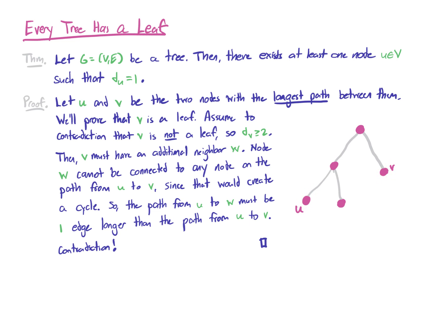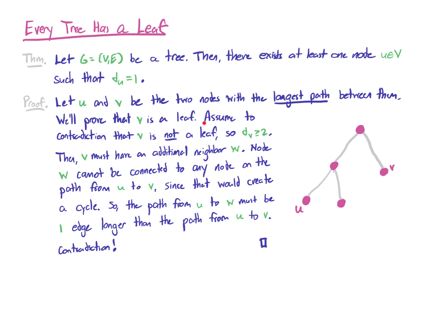These are 3 edges apart: 1, 2, 3. I could also have chosen this node for my U, but I'm allowed to break ties arbitrarily. That's fine. So this path, U to here, and then to V, is a path of length 3 that is at least tied for the longest path in my tree. Okay, so what I'm going to do is prove that node V over here is a leaf. We're going to do this by contradiction.